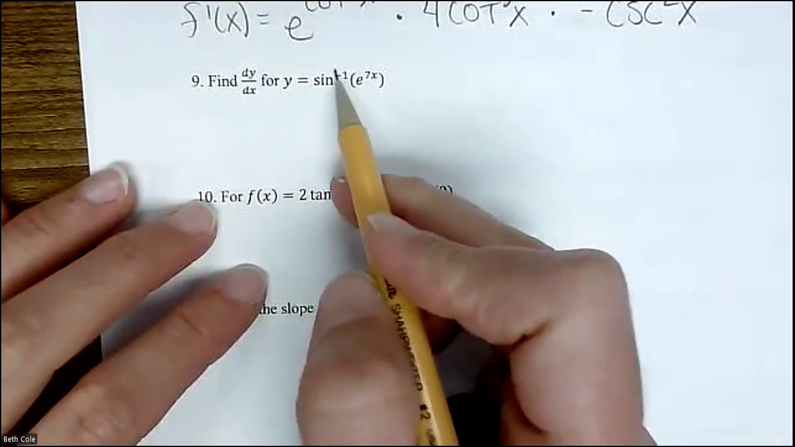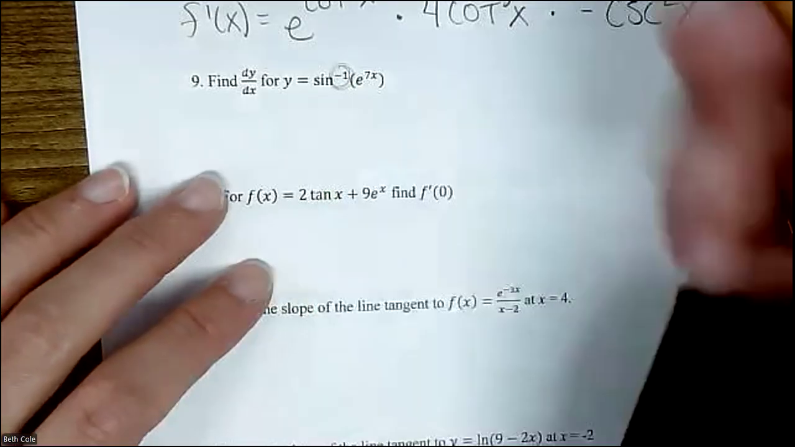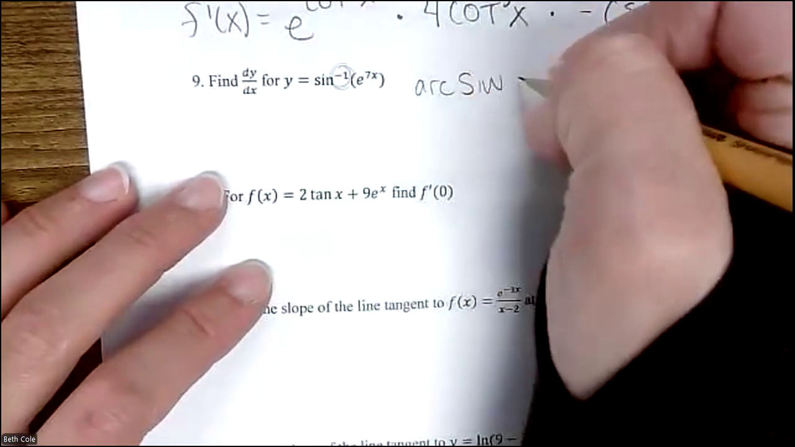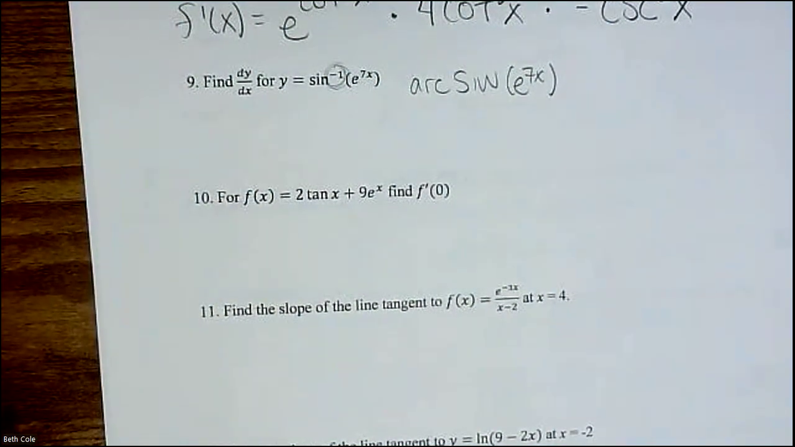This is your token inverse one. This means the same thing as arc. Do you know what I'm saying? Like this is arc sine of e to the 7x. Threw one on there.